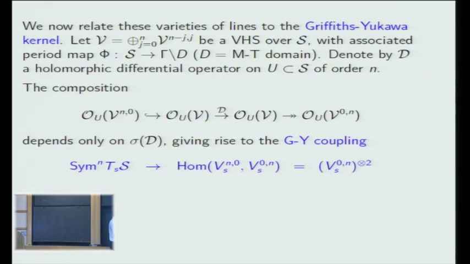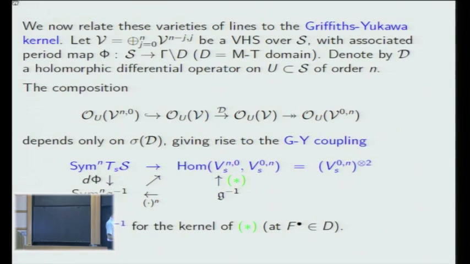So this gives rise to something called the Griffiths-Yukawa coupling, which goes from Sym^n of the tangent space of S to Hom from V^{n,0} to V^{0,n}. And this factors through, via the differential of the period map, a purely representation theoretic map, Sym^n g minus 1 to Hom from V^{n,0} to V^{0,n}. And I'm going to take the nth symmetric power map here, and I'm going to define star as the composition this way. So this gives me a map from g minus 1 to that Hom thing. And the Griffiths-Yukawa kernel is, by definition, the subvariety of PG minus 1 which is the directions in the kernel of that.